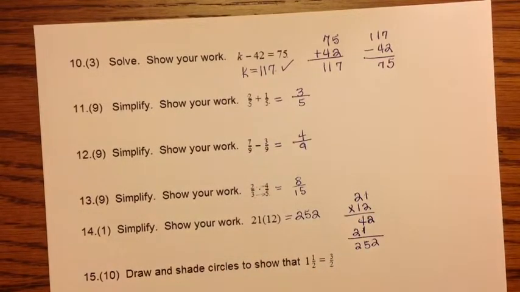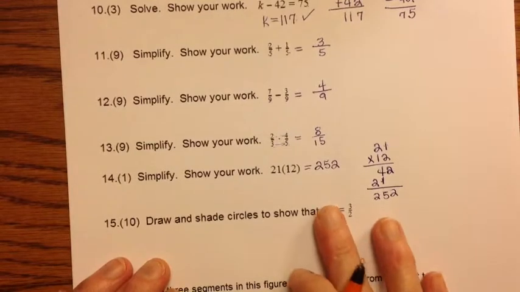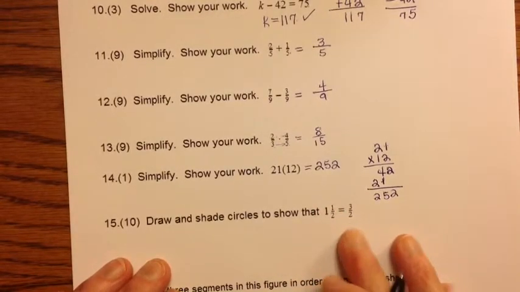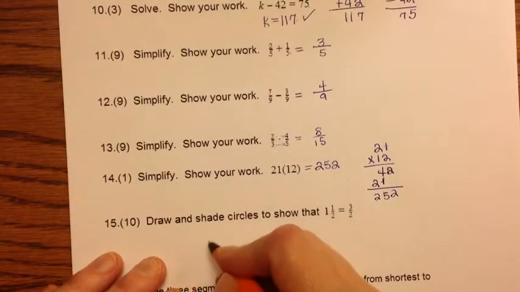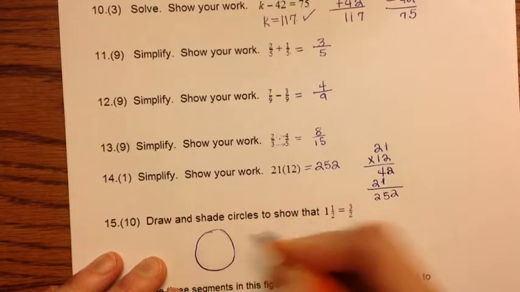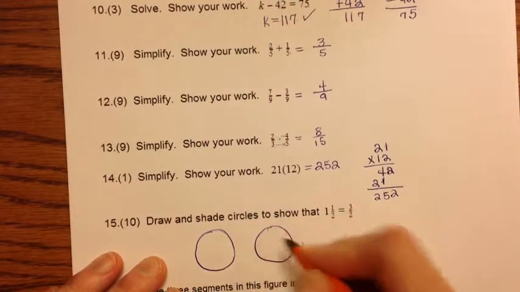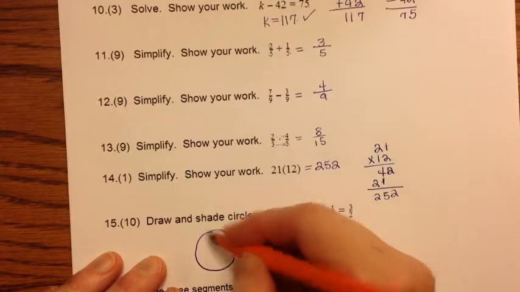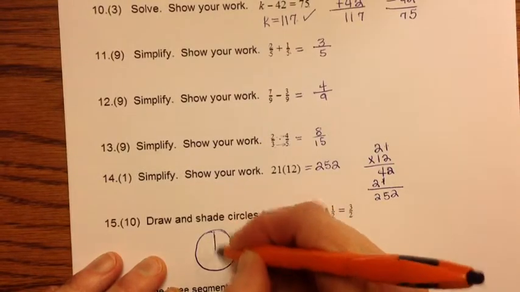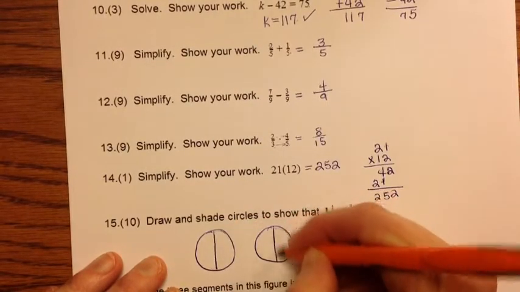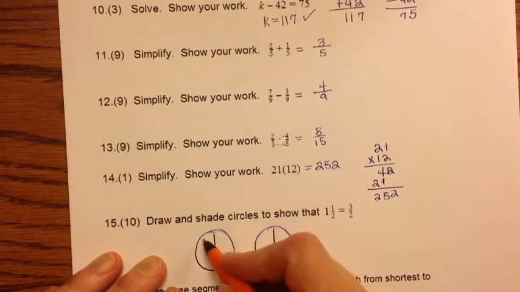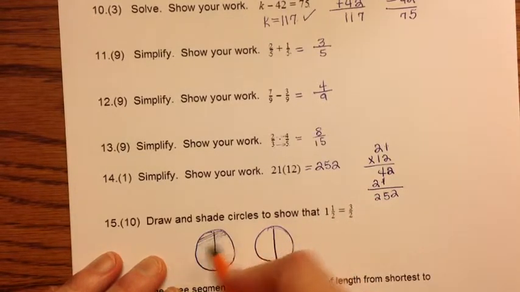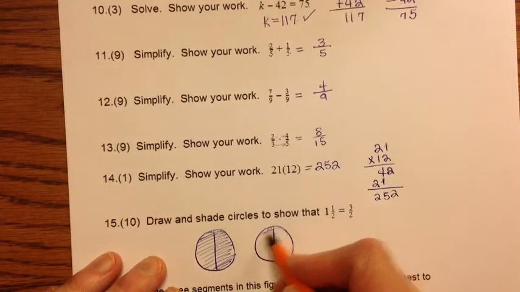Okay. Draw and shade circles to show that 1 1/2 is the same as 3/2. So let's draw 2 circles. So we've got 1 and 1. So we need to divide them up in halves. And so one circle will be the 2 sections here, and then the 1/2 section will be here.